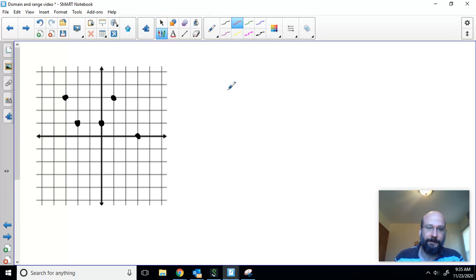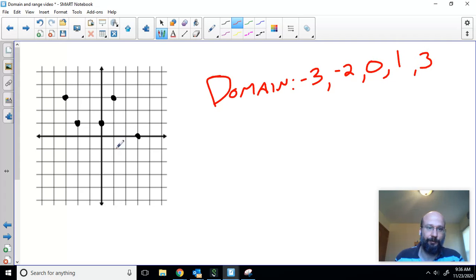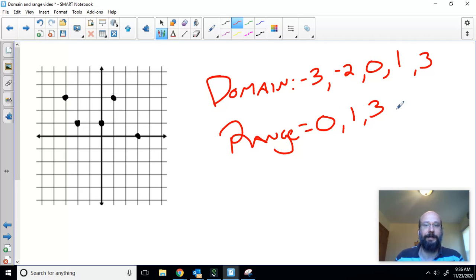One more of these. So domain, x values. So -3, -2. This one's 0. This one's 1. This one's 3, right? And then range, I go to the y. So go to the y, that's 0. This one's 1. This one's also 1. I don't have to write it twice. This one is 3. And this one is 3. So I don't have to write it twice.